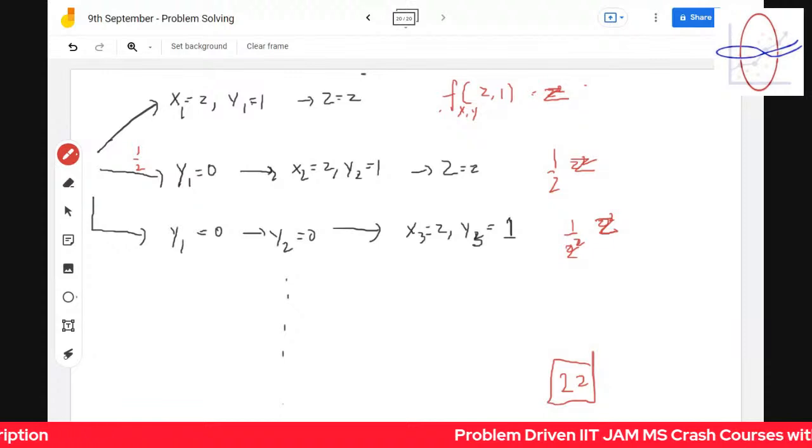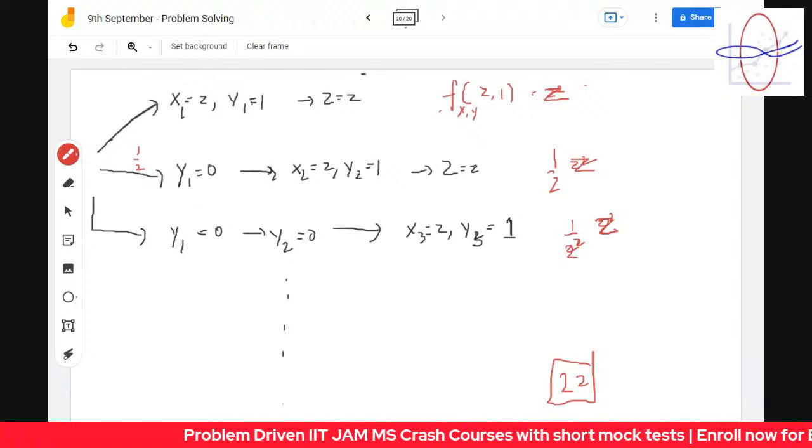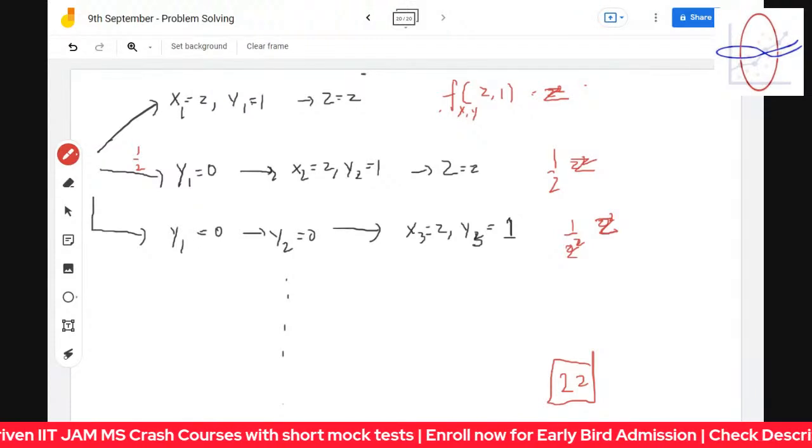Perfect. So this is a super interesting problem, and it totally involves the ideas of conditional probability, okay? And it's really beautiful.